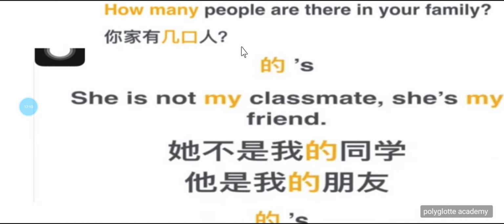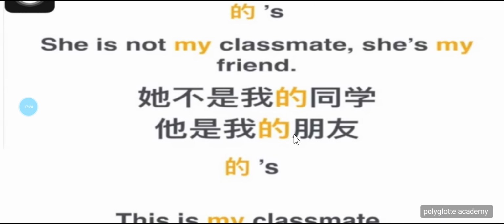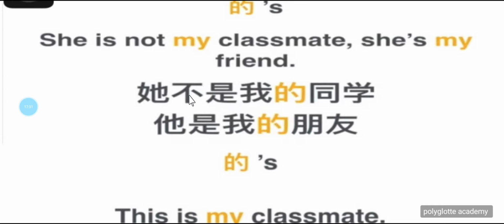好，非常好。Now, we want to see a grammar point with 的, which is apostrophe S. So let's move on. We have 她, which is she. So we can write it down here.